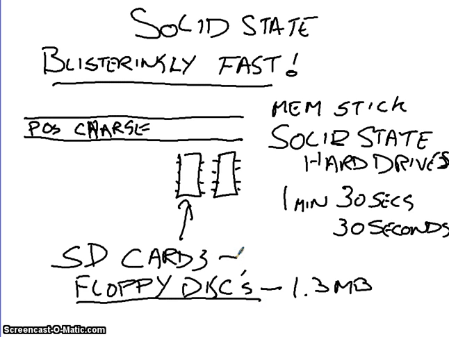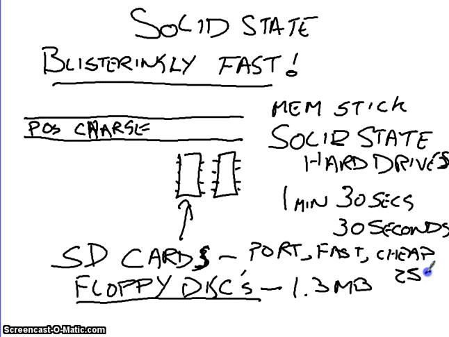SD cards are coming up, and they're the future, because they are very, very small, very, very fast, and they use some of this solid state technology. They're not quite the same, but as a storage device, SD cards are portable, they are fast, and again, they're not memory stick cheap, but they are quite cheap. You can get 256 gigabyte SD cards if you were looking for them.